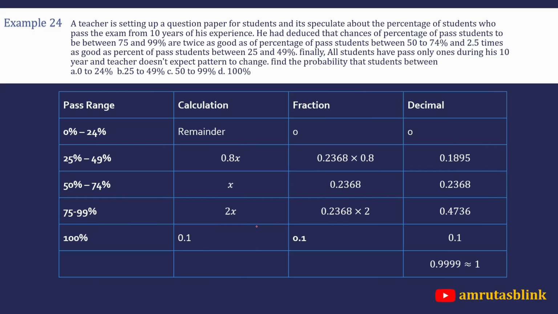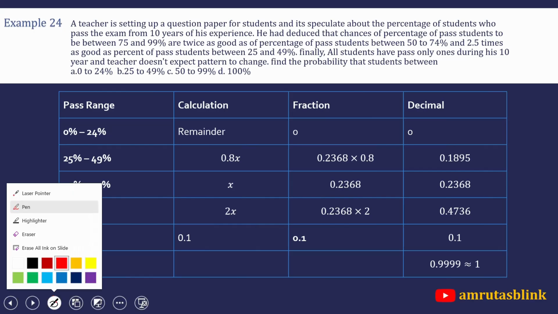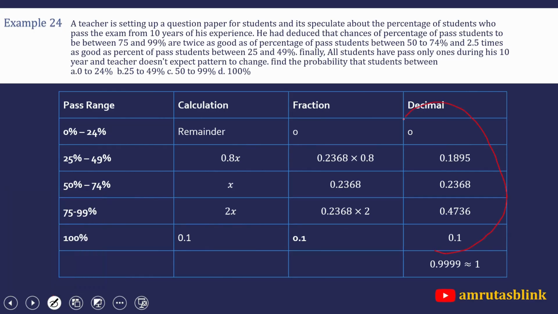Now you can always cross check whether our calculation is correct or not. So just cross check: the summation of these values should be exactly equal to 1. Now here if you do the summation, we are getting the value as 0.9999, which is approximately equal to 1. That's why we can say that our calculation is correct.